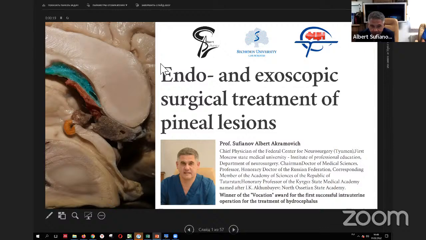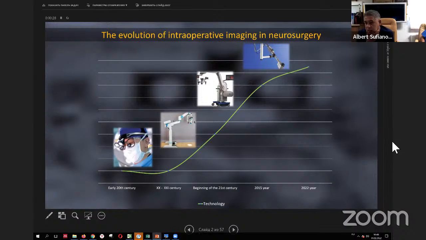Sorry. So our lecture is about endoscopic and exoscopic surgical treatment of pineal lesions. We now see the evolution of intraoperative imaging devices in neurosurgery. We started with the simple microscope, then more complex, combined microscopes, and now we see the introduction of a completely new device, the exoscope, in neurosurgery.